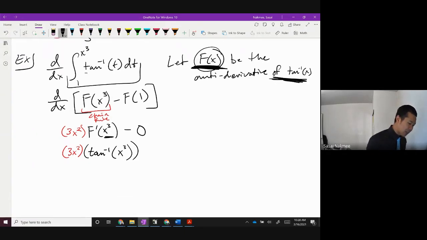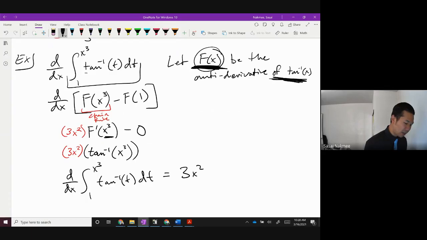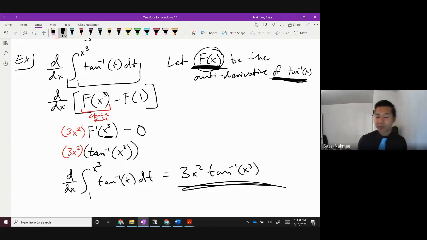This is what I'm saying. If I take the derivative of the integral from 1 to x to the third of the inverse tangent of t dt, I'm saying that this whole thing is equal to 3x squared times inverse tangent of x cubed. And that right there is your answer.